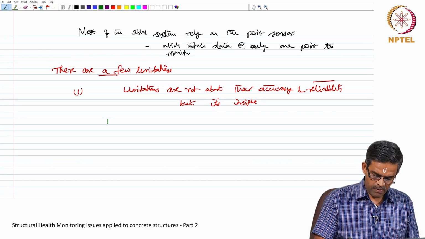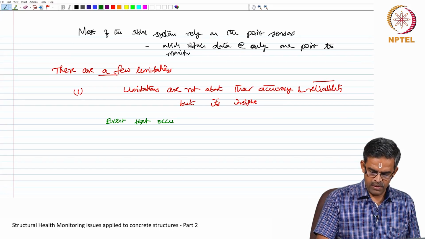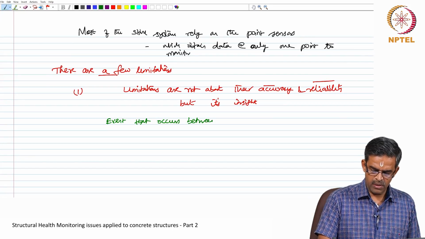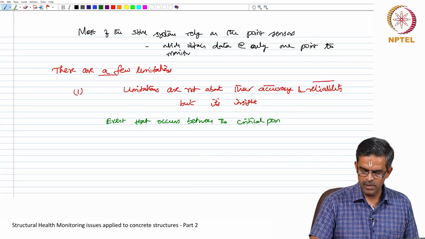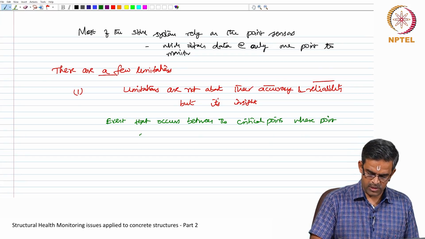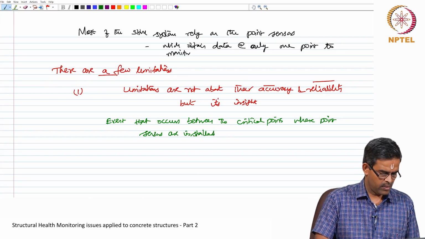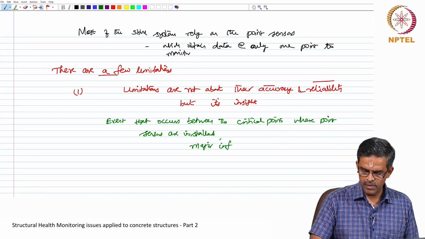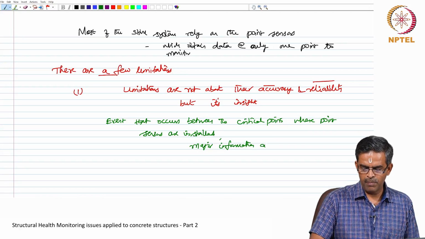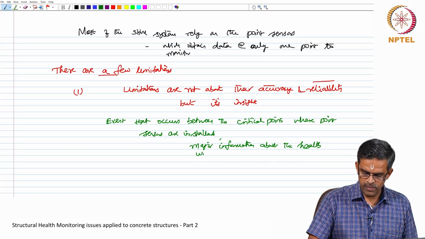Very importantly, when there is an event that occurs between the critical points where point sensors are installed, major information about the structural health will be lost.